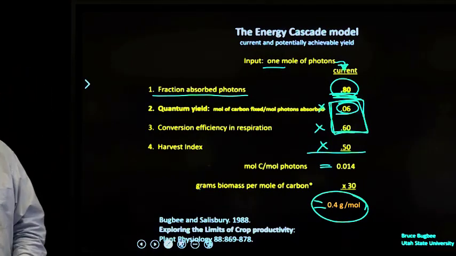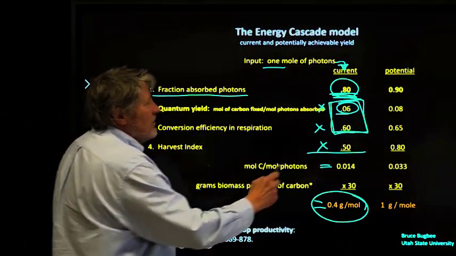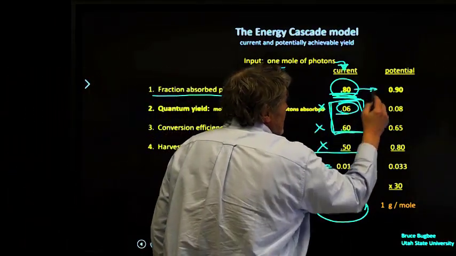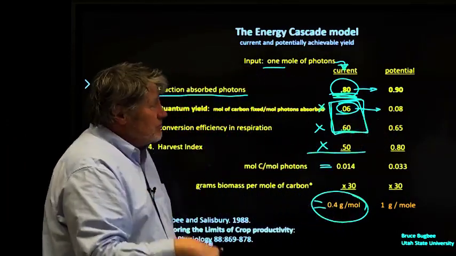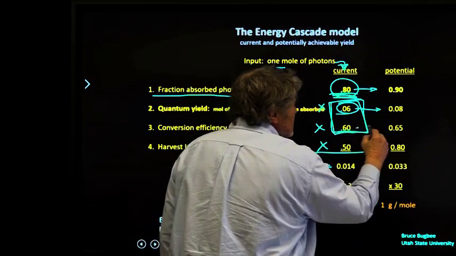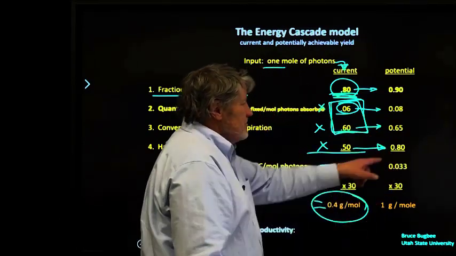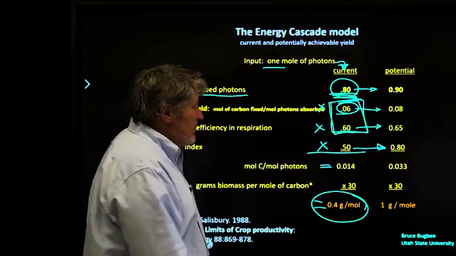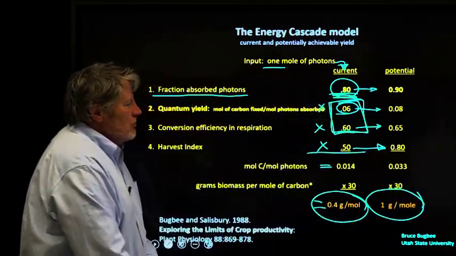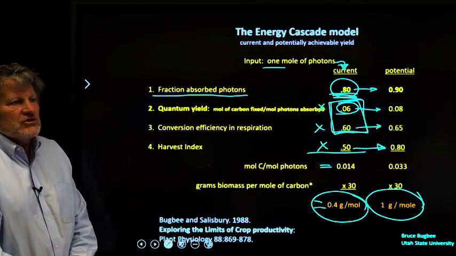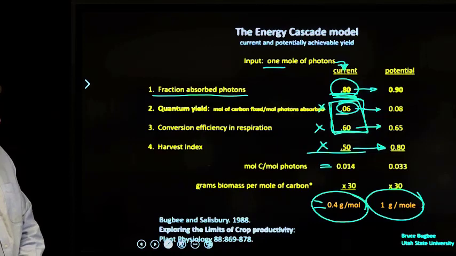Now let's look at what we call potential. If we could inch this up to 90, and we could get this up to 0.8, a little higher, it's mostly going to take lower light, and inch this up to 0.65, and a crop like lettuce, you can eat 80% of the crop. There we go, 1 gram per mole. So that's a very efficient system, but a potentially achievable system.